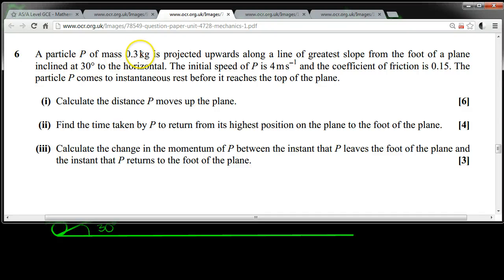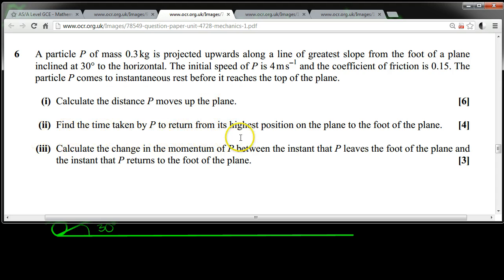A particle P of mass 0.3 kilograms is projected upwards along a line of greatest slope from the foot of the plane inclined at 30 degrees to the horizontal. The initial speed of P is 4 meters per second and the coefficient of friction is 0.15. The particle P comes to instantaneous rest before it reaches the top of the plane. Calculate the distance P moves up the plane.